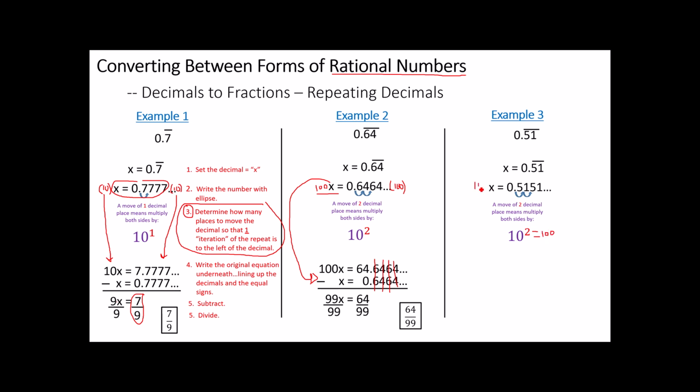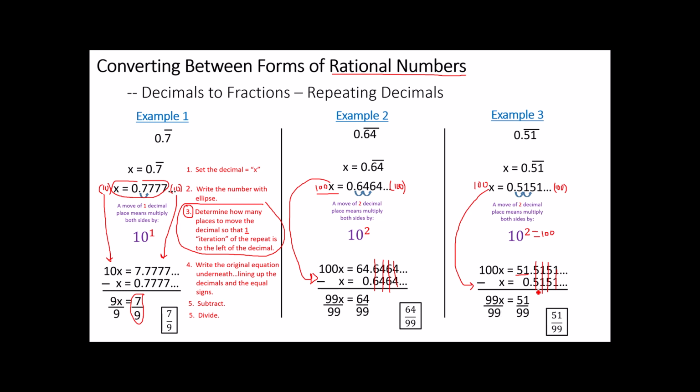That means I'm going to multiply the left side by 100. I'm going to multiply the right side by 100. And that's going to give me this. Notice now one of the 51s is on the left. I bring the original equation down, and I subtract. Once again, notice these are lined up. 1 minus 1 is 0, 5 minus 5 is 0, 1 minus 1 is 0, 5 minus 5 is 0. You're left with 99x equals 51.